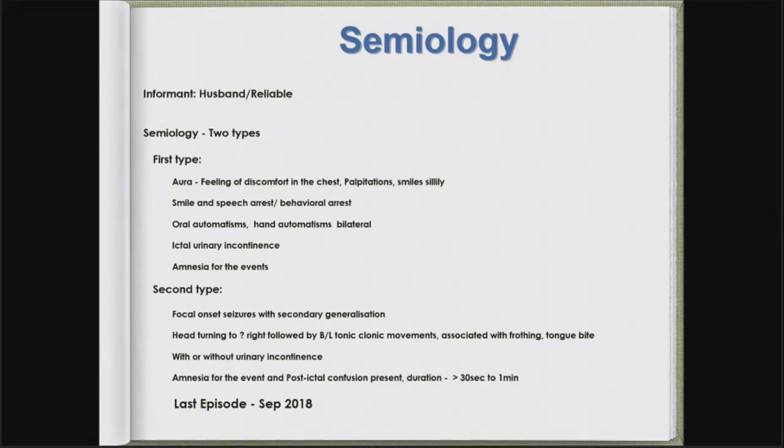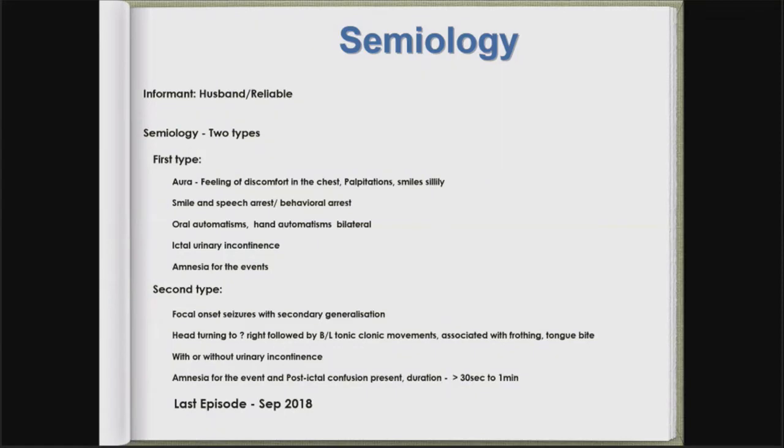These events would typically be very brief according to the husband. However, her inability to talk or speak out something that they're asking would last for quite some time. So the event itself, the aura and the automatisms, was brief, but the inability to talk after it was quite extensive.